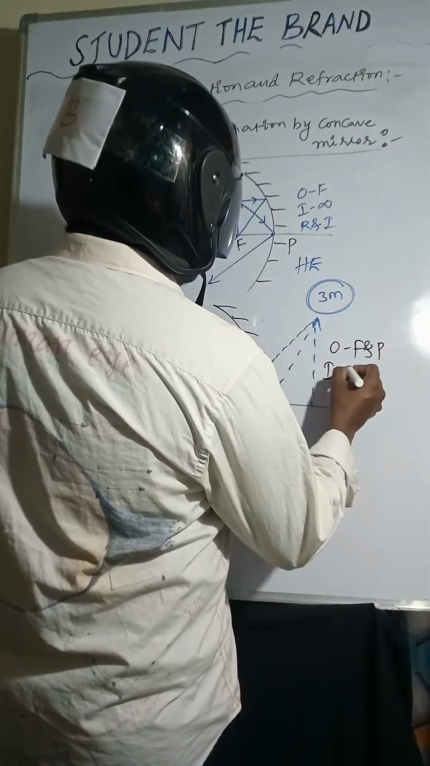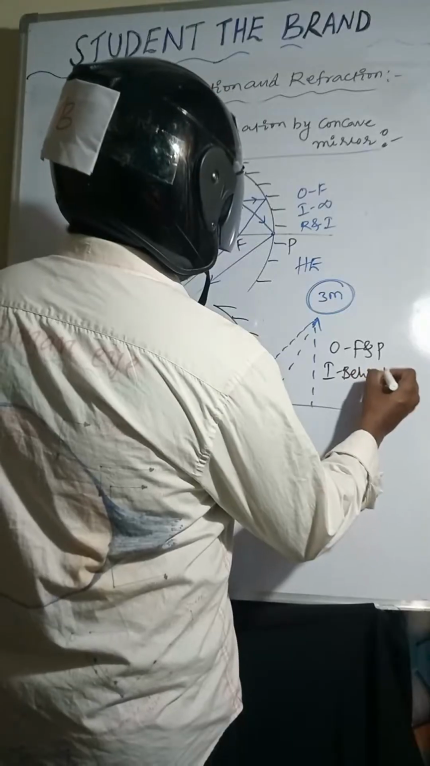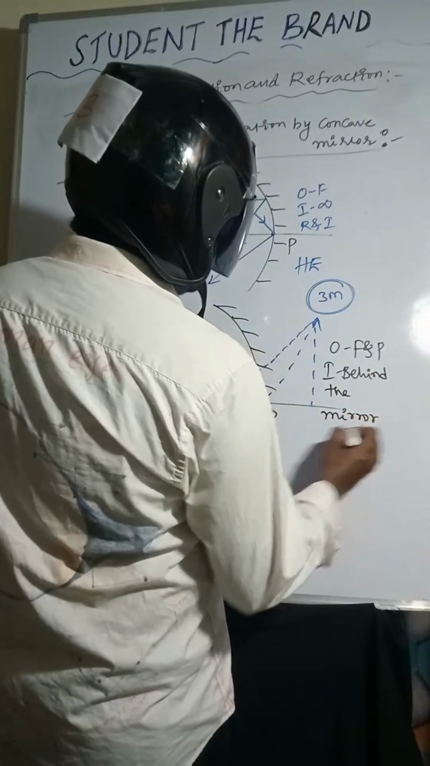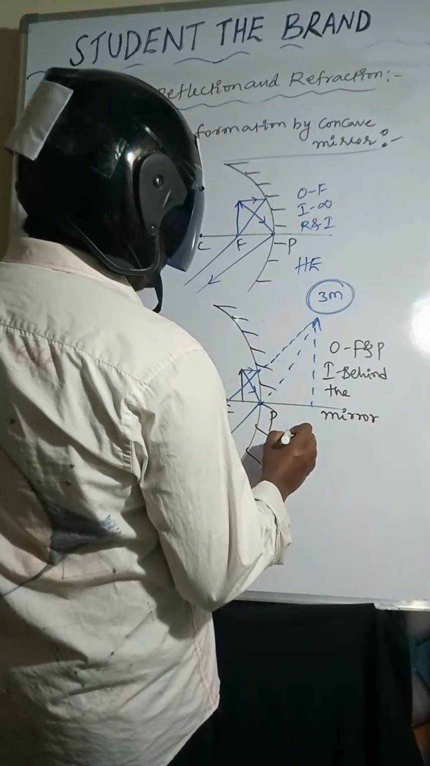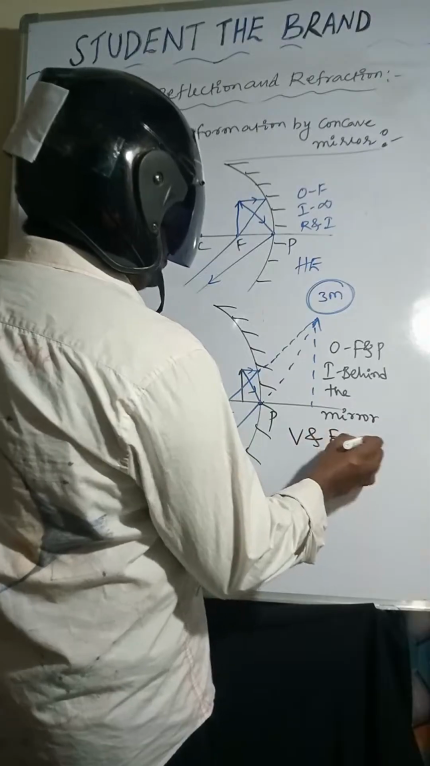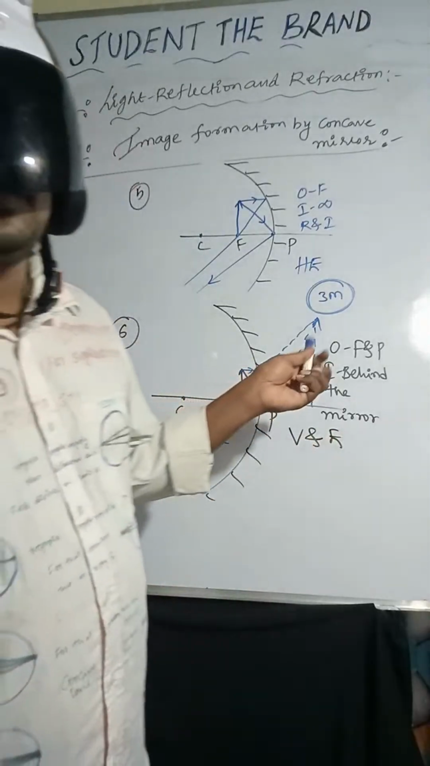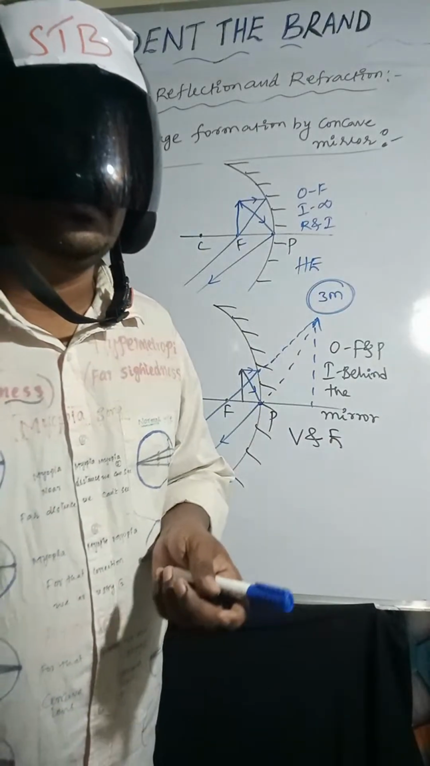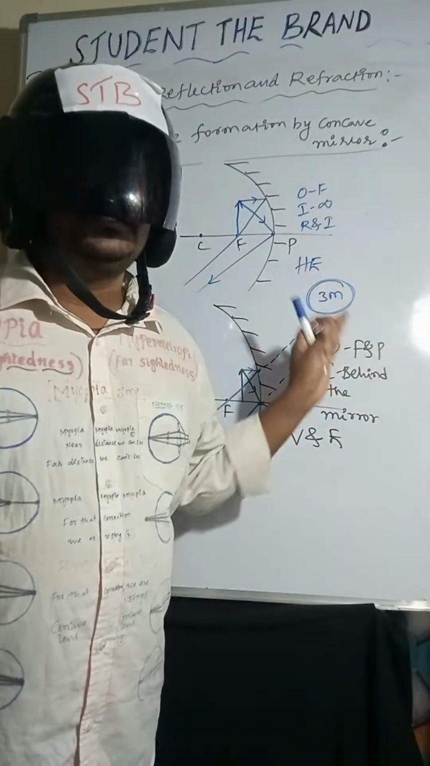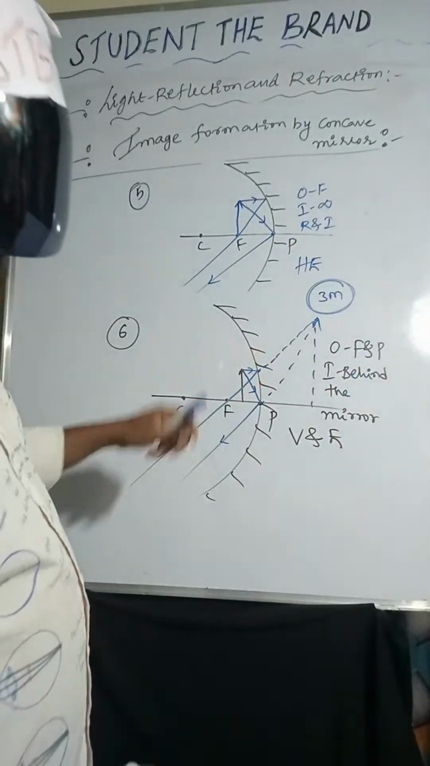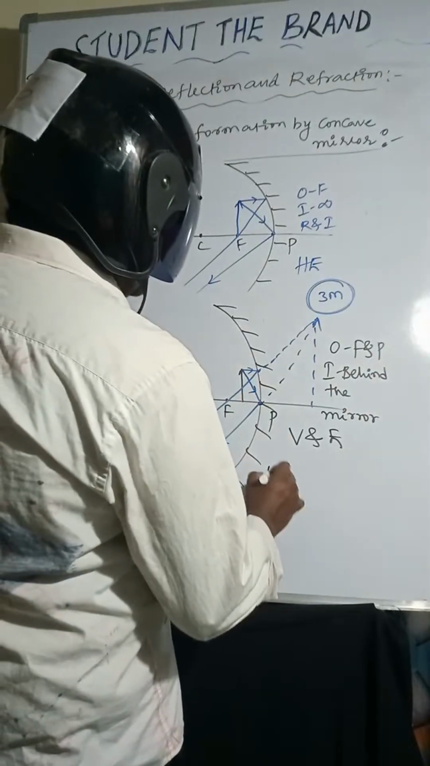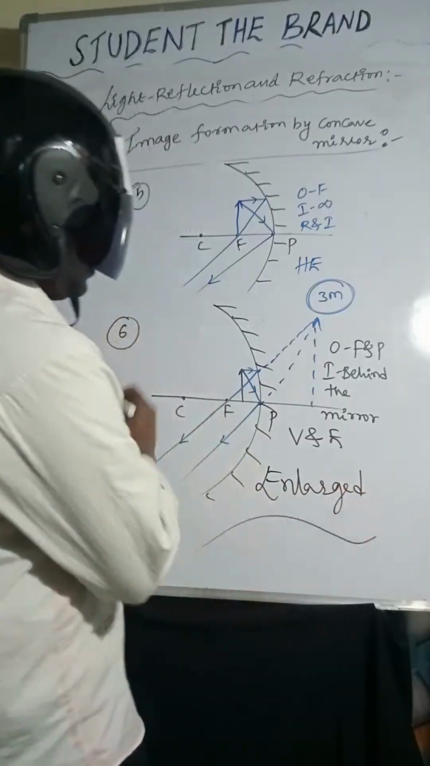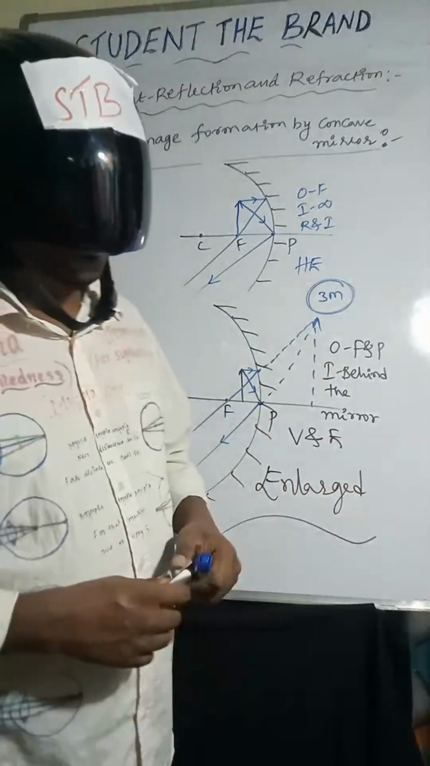So the object is placed between F and P, and the image will form behind the mirror. The nature of the image is virtual, erect, and enlarged. Very important: virtual, erect, and enlarged. I hope it is very clear.